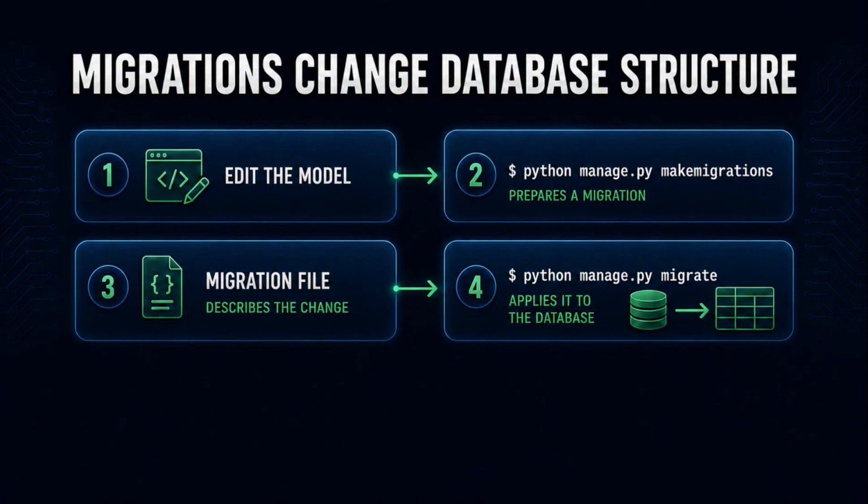When we create or change a model, the structure of the database may also need to change. Django records these structural changes as migrations. The makemigrations command prepares a migration file describing what needs to change. The migrate command then applies any unapplied migrations to the database. This gives Django a recorded and repeatable history of the database structure instead of changing tables silently behind the scenes.